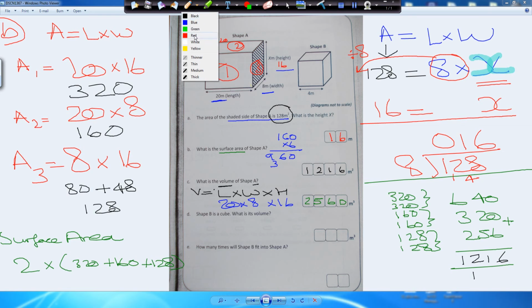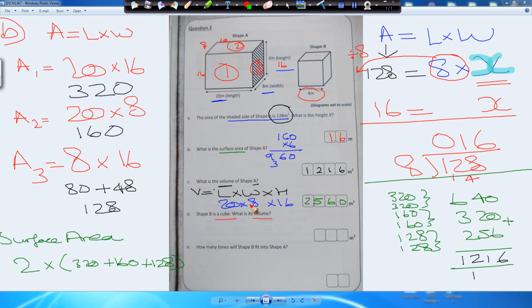Okay, let's have a look at question D. Shape B is a cube. Okay, that's a special word. When they mention the word cube rather than cuboid, that means every single length is the same. All the areas of each face will be the same. What is its volume? So even though they only give us one length, they don't need to give us more than one length because all the lengths are the same.